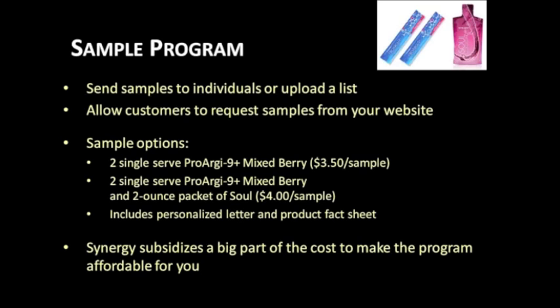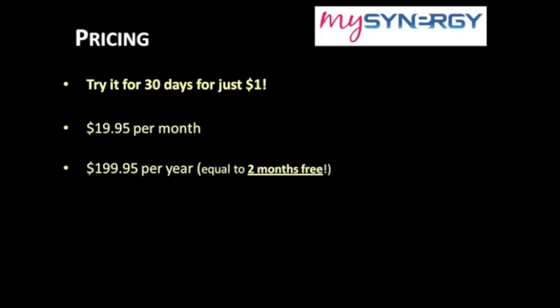I'm going to jump back over to here and talk about pricing. As an introductory offer for the new mySynergy website tools, we're giving you the chance to try out this new system for 30 days for $1. So for $1, you get to use the entire system for 1 month. You can set up your contact manager. You can send out samples. You can customize your websites. You can use all of the tools that are available on the complete mySynergy website system.